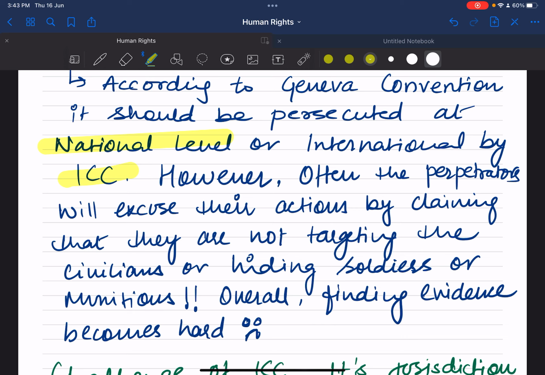However, often the perpetrators will excuse their actions by claiming that they are not targeting civilians, or that they are hiding soldiers or munitions. Recall any incident around you, or any article or video, where the majority of the time we say alleged: alleged Syria did it, alleged Russia did it, alleged Ukraine did it, where there is a lack of evidence. This is where perpetrators are not convicted because of the lack of evidence. Overall, finding evidence becomes hard.